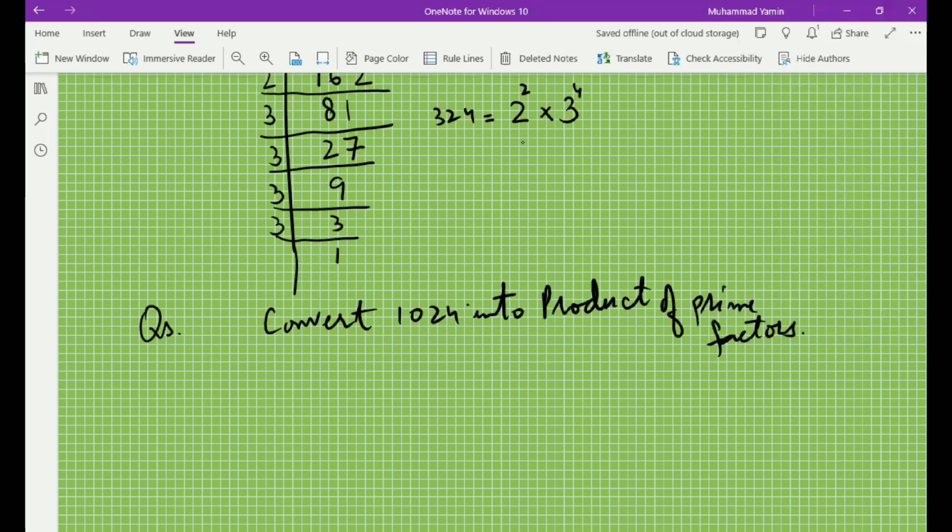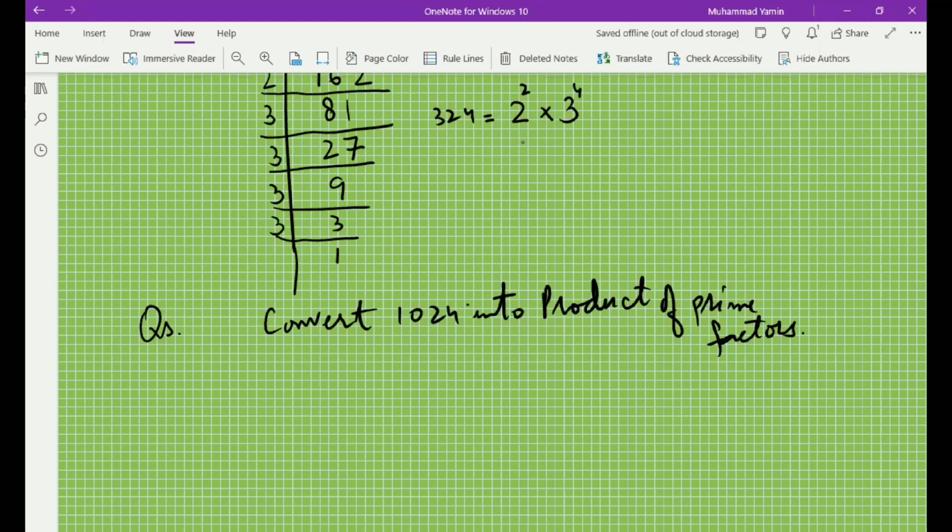Better, since maths is only related to practice, that is why you people also have to participate. So you will convert this into the product of the prime factors quickly in 2 minutes. After 2 minutes, I will write down the answer here and you people will check whether your answers are matching mine or not. Okay, your time starts now.